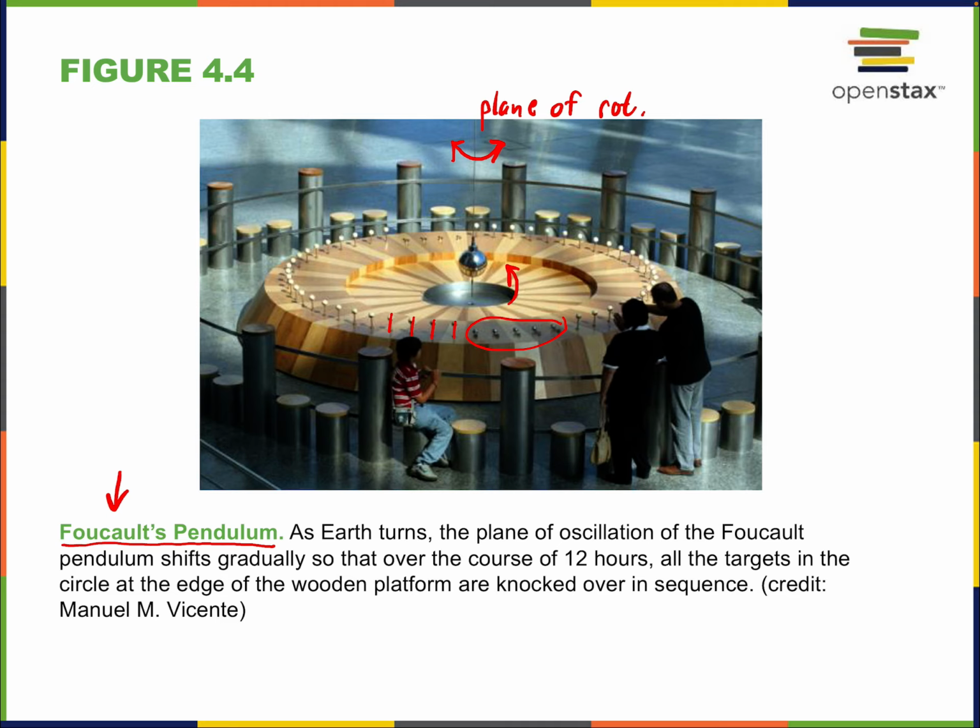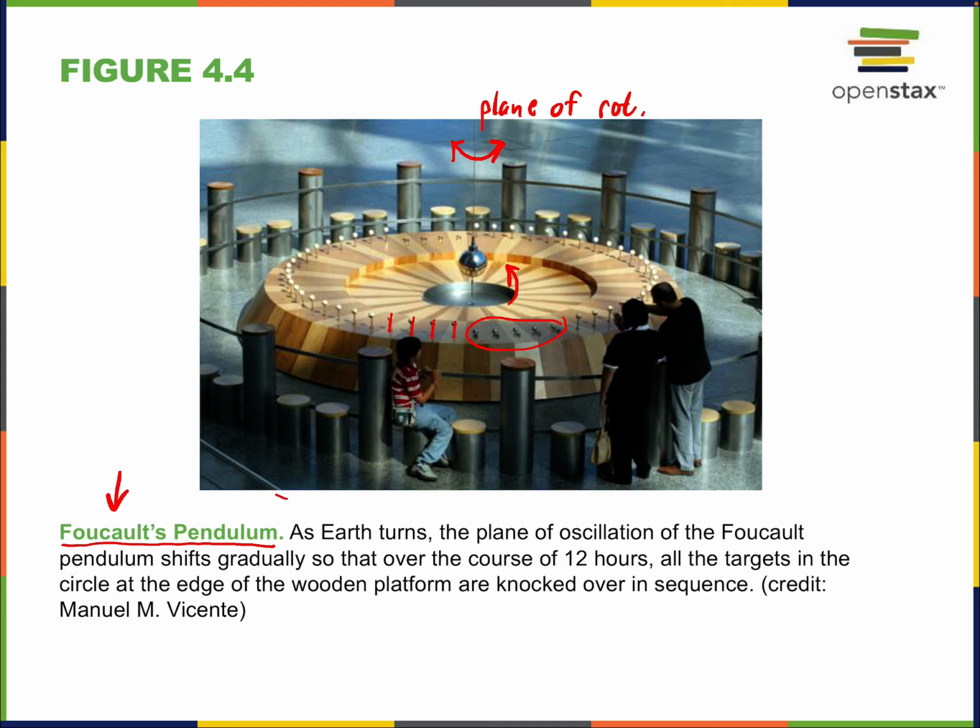Now, what's actually happening is the ground is moving relative to it, because its plane of rotation is fixed in space. But of course, Earth is not fixed in space. Now, that, however, is a bit of an idealization or an approximation. But let's clarify that and elaborate on it a bit.